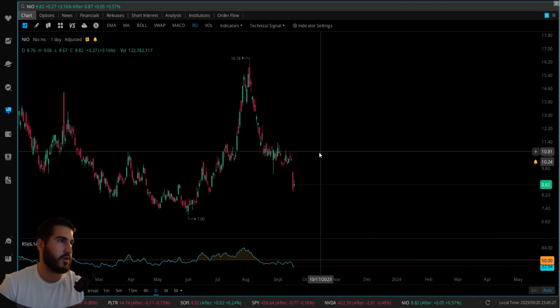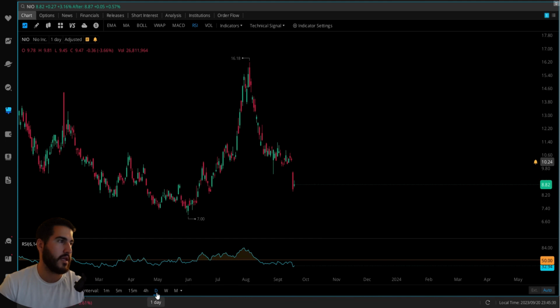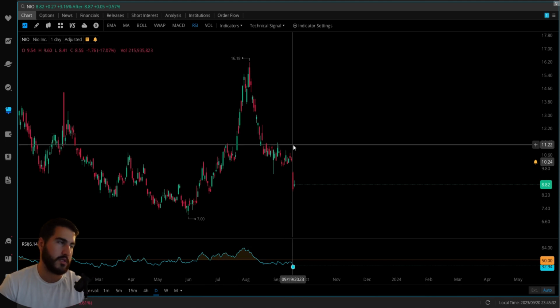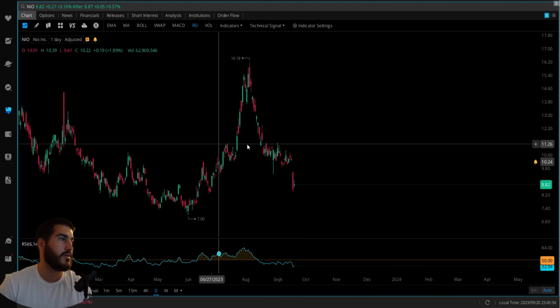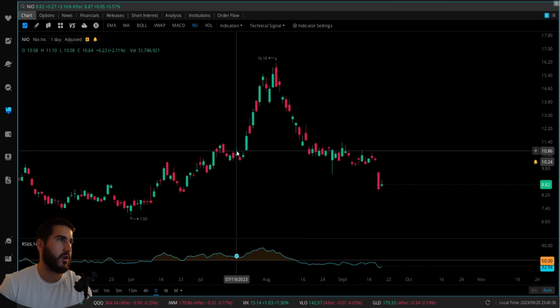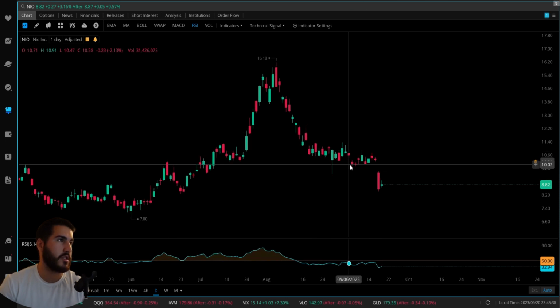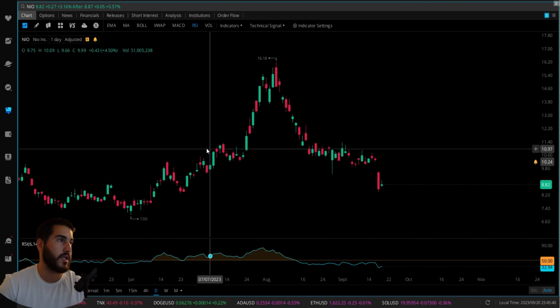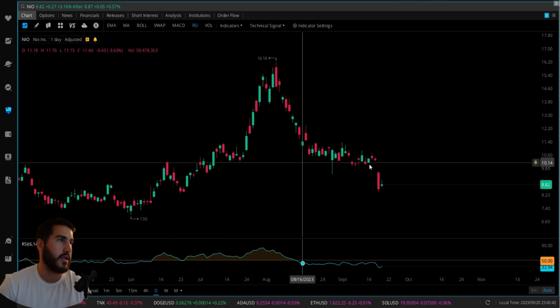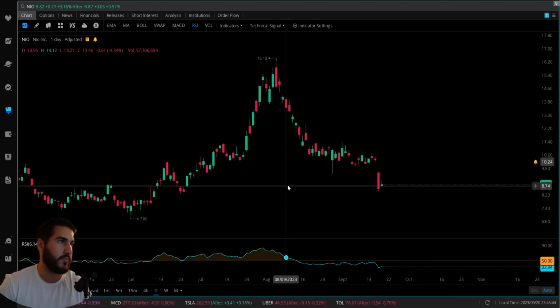All right, so we're looking at the NIO chart, and this is the daily chart. Each candle represents a day. Now, I did notify all members on the private Discord server of this head and shoulders formation pattern that formed in NIO and the risk to the downside and how you could potentially play that.